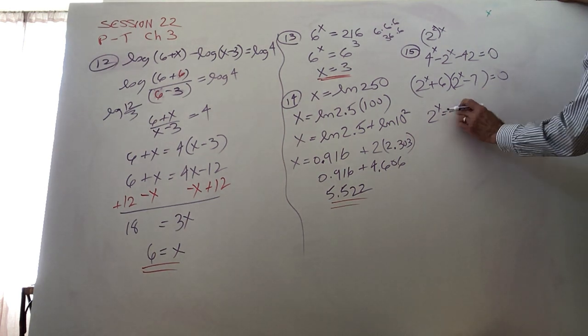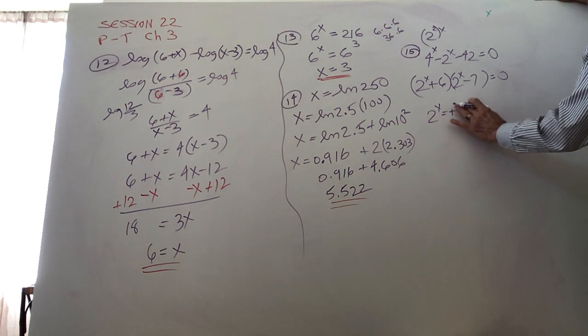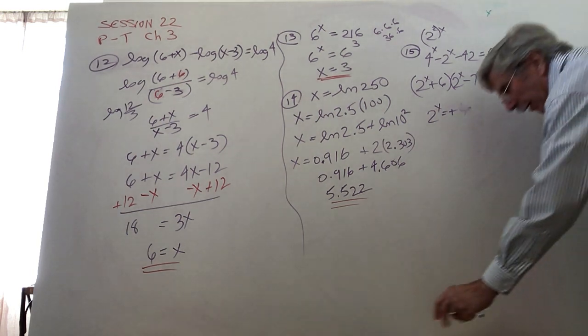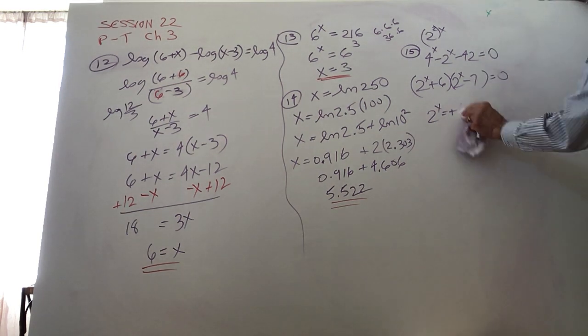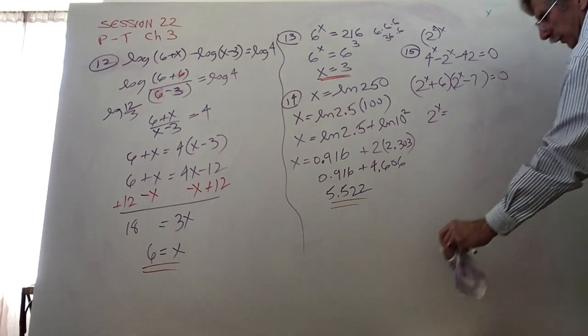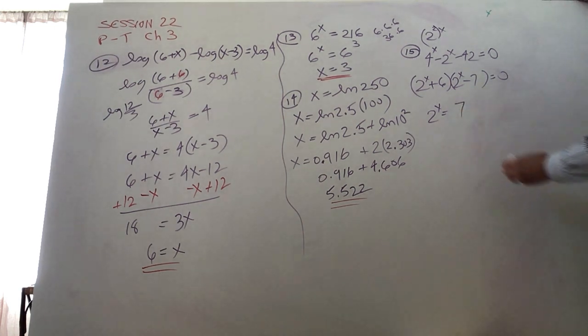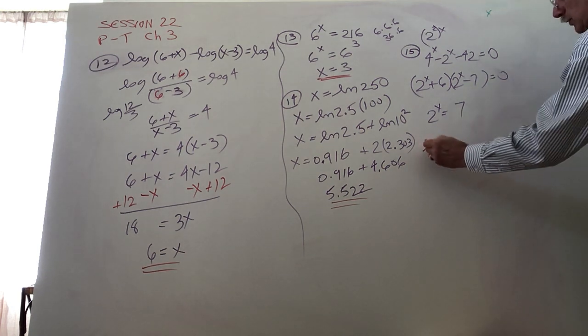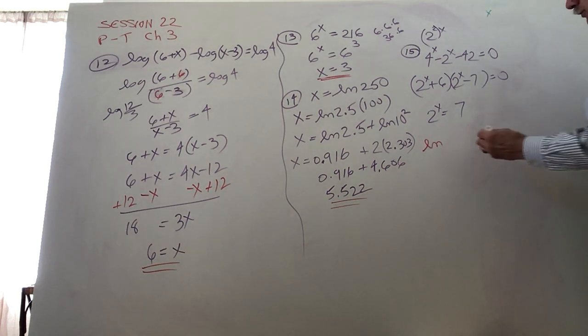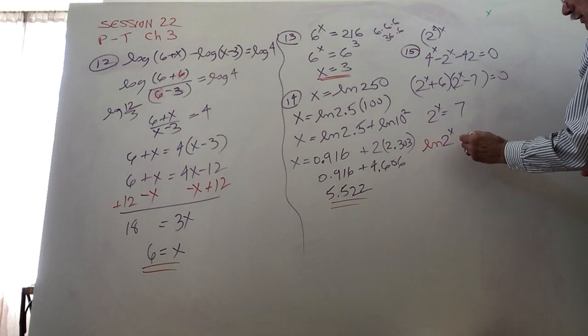Add 7 to both sides. I get 2 to the x equals 7. Okay? And I think we can handle that one. In fact, what we'll do at this point is, if 2 to the x is 7, let's go ahead and take the natural log of both sides. We again know the natural log of 2. That's the reason natural log is kind of nice. Natural log of 2 to the x equals natural log of 7.